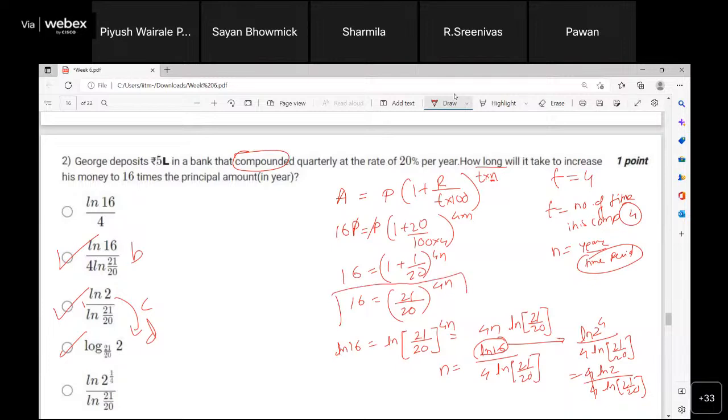Now I have taken log on both sides, taking natural log, that is ln, on both sides. So that will be ln of 16 equals ln of this to the power 4N. By the property, 4N will come down, then you can simply write ln of 21 upon 20. So then it is just simplification. Okay, sir. Thank you, sir.